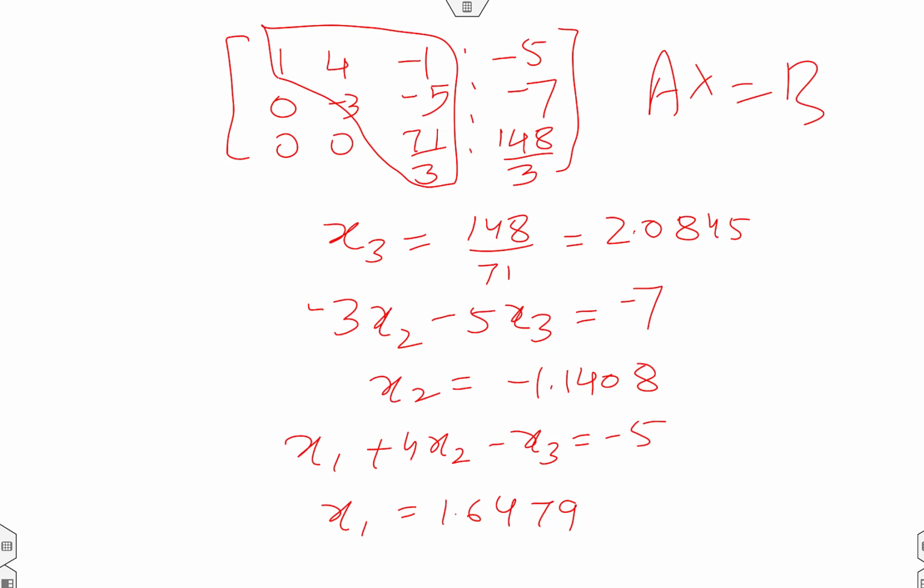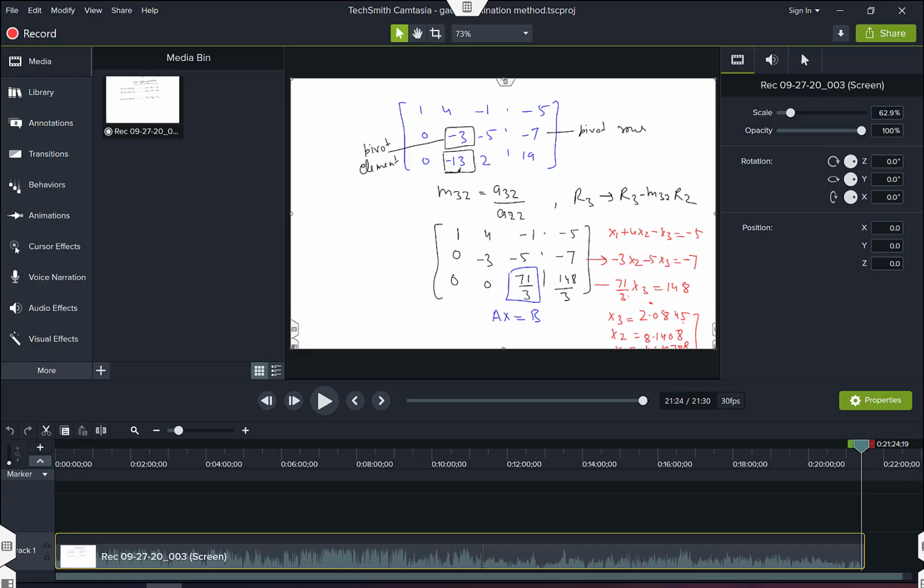So the value of x3 is 148 upon 71, which comes out to be 2.0845. From the second equation we get minus 3x2 minus 5x3 equal to minus 7. Using the value of x3 that we have already obtained, we can compute the value of x2, that is minus 1.1408. And using the values of x2 and x3 in the first equation, we get the value of x1, that is 1.6479. So this is the Gauss elimination method that we discussed. So let's finish it. Thank you.